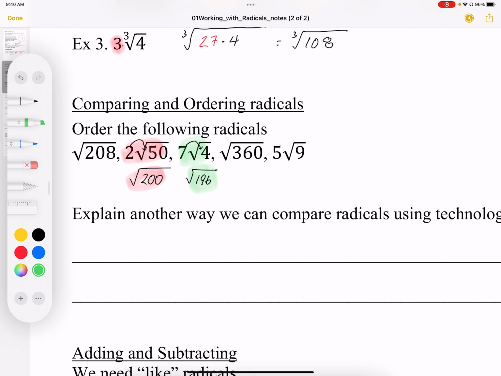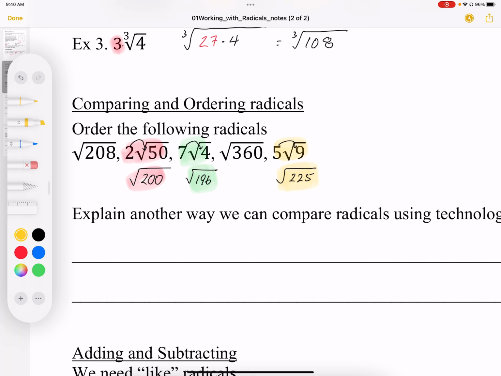These are equivalent. 360 is already a whole radical, so I'm going to go to the next one. The 5 goes on the inside. We square it. So we get 25 times 9. That gives us 225. So we have this expression equal to this expression. Now we can compare all the whole radicals.